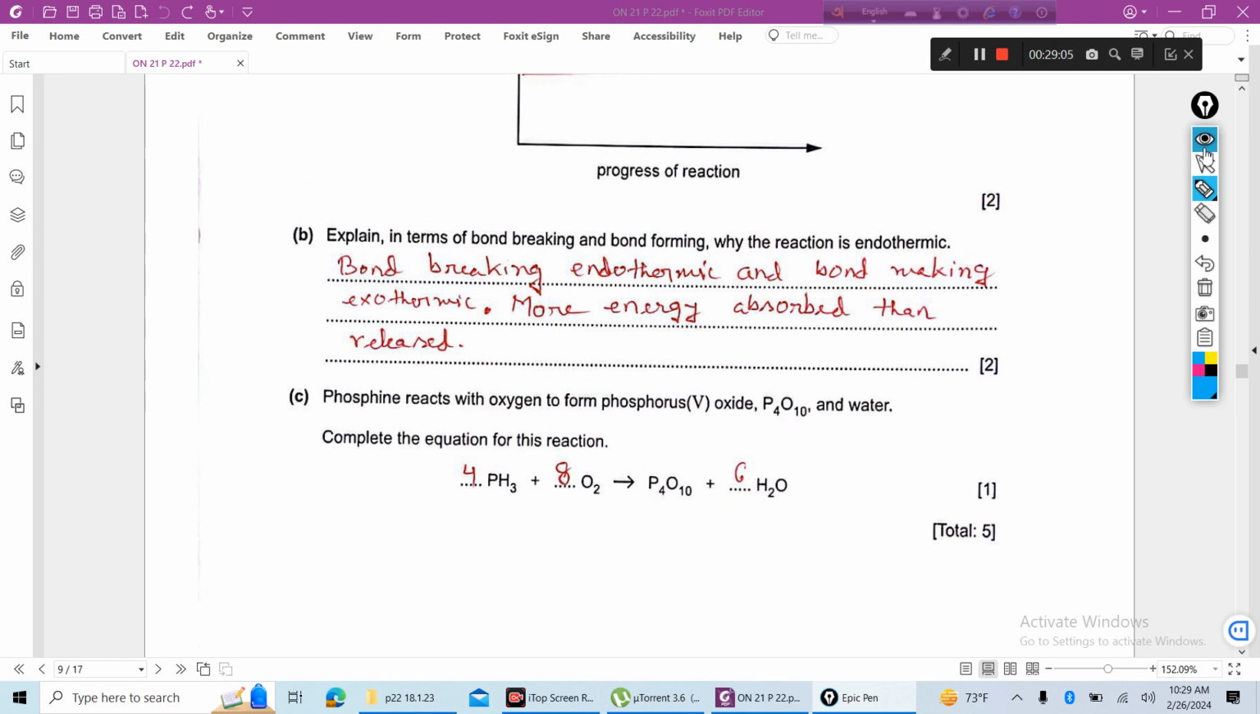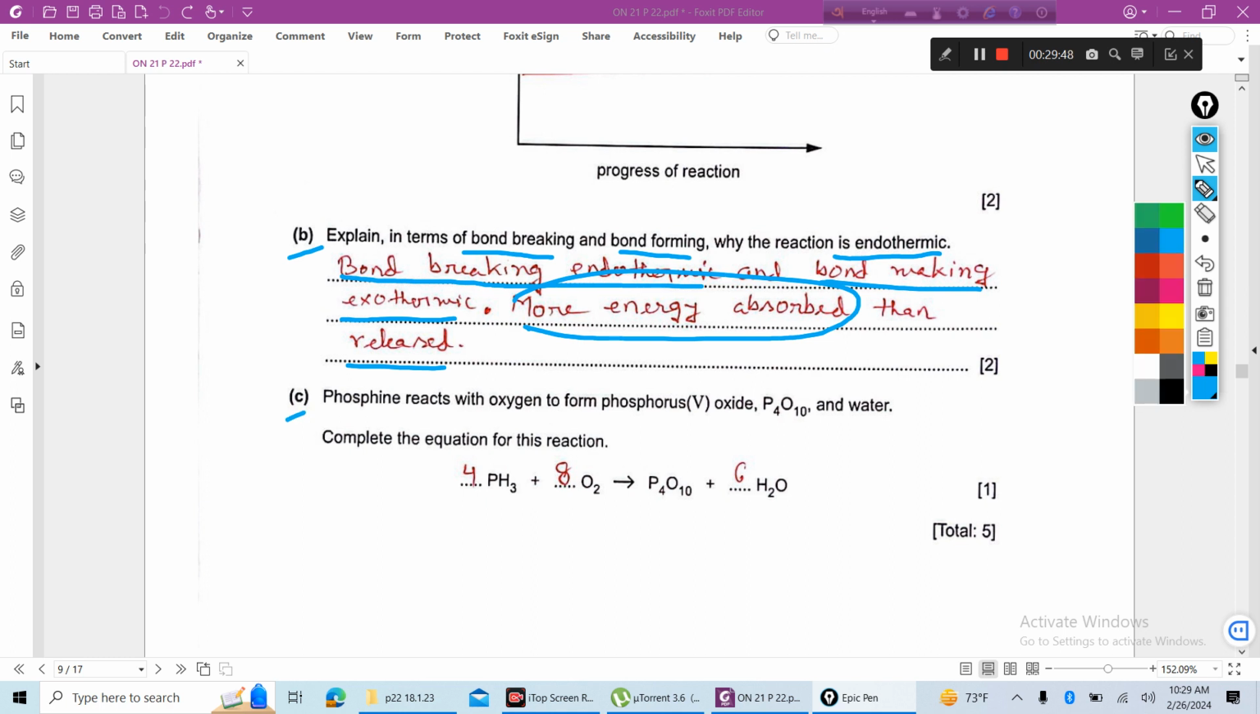B, explain in terms of bond breaking and bond forming why this is an endothermic reaction. Bond breaking is endothermic, energy is needed, and bond making is exothermic, meaning energy is produced. Here more energy is absorbed than released. That's why this is an endothermic reaction. More energy is needed than produced.